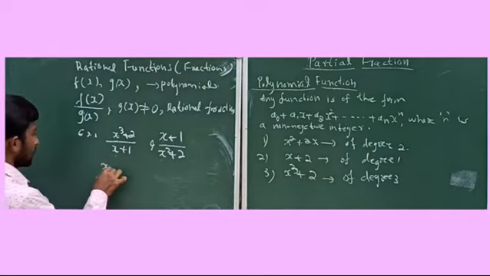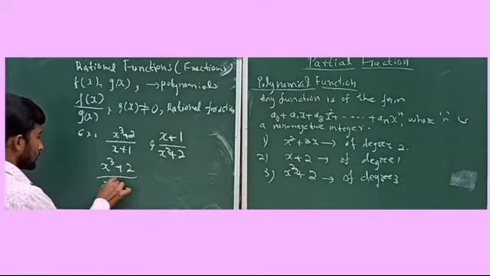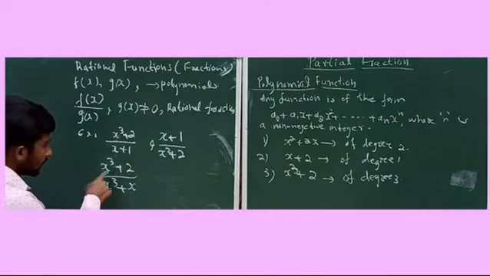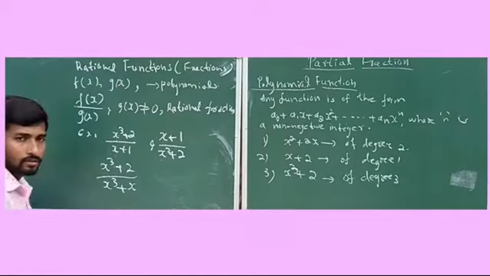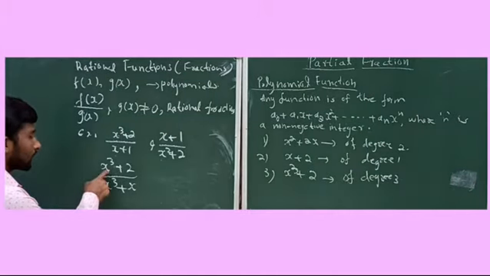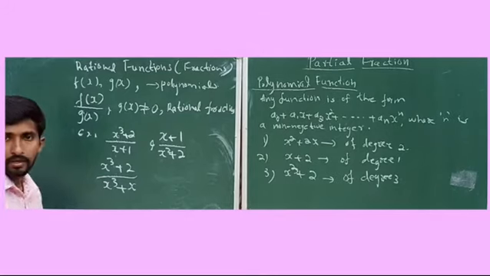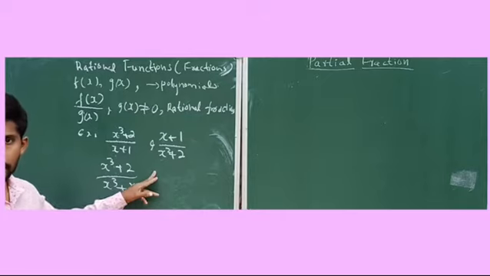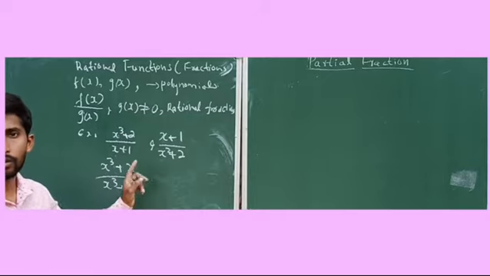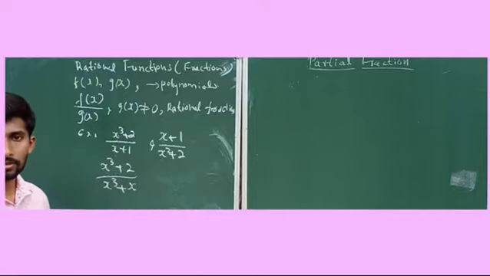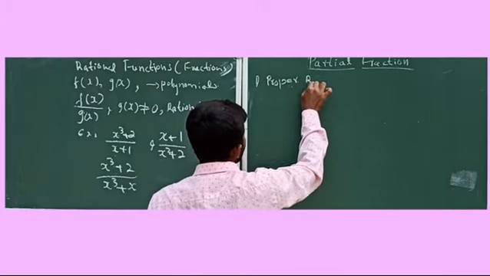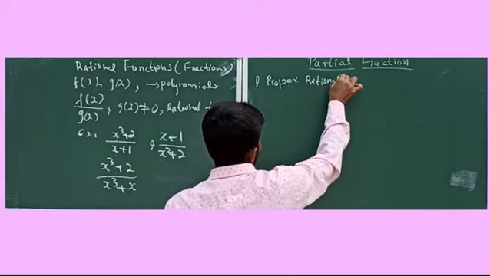Or you can take x cube plus 2 divided by x cube plus x. Again it is an example for a rational function. Now see, here the highest power is 3, and the denominator's highest power is also 3. Therefore the degree of the numerator is equal to the degree of the denominator. By seeing the order of the numerator and denominator of a rational fraction, we divide rational fractions into two parts. One is the proper rational fraction, another one is the improper rational fraction. First one is proper rational fraction.